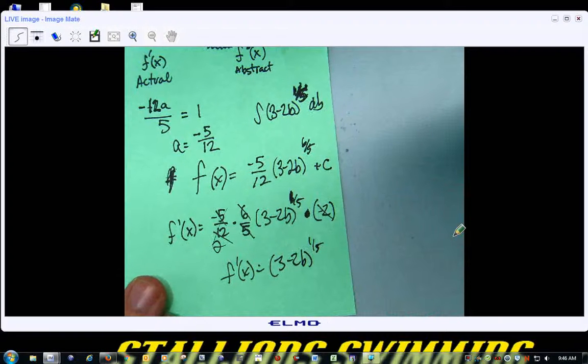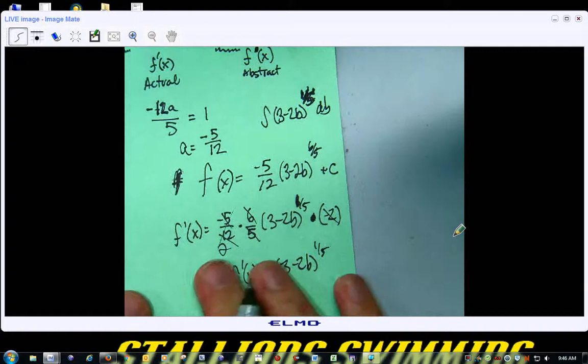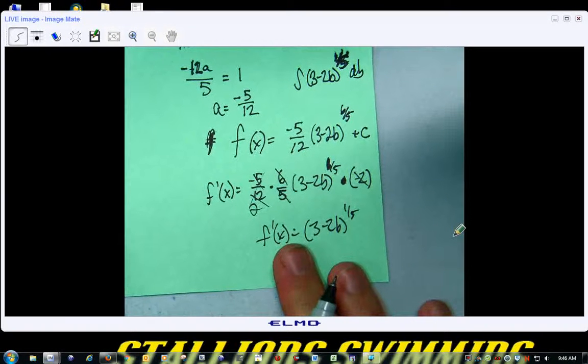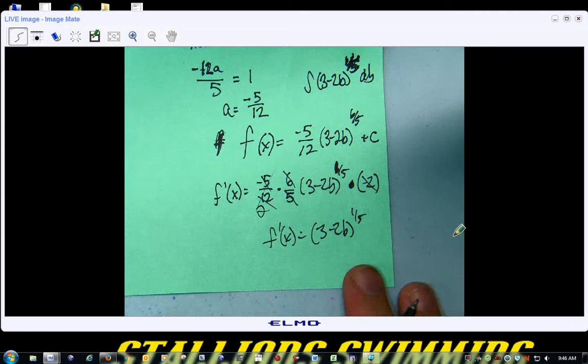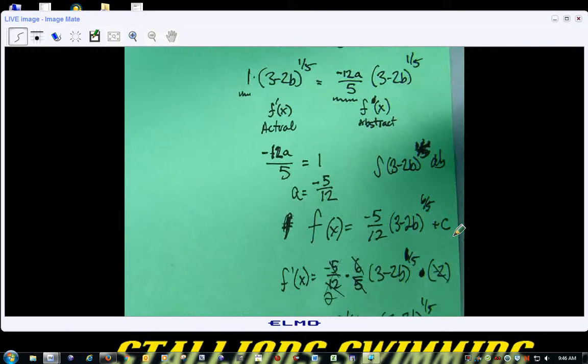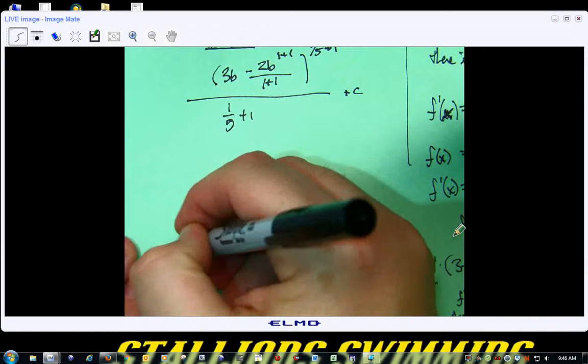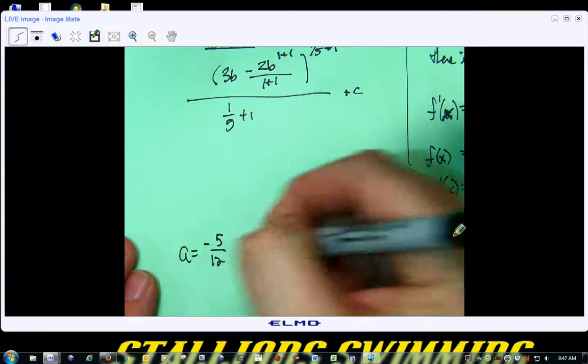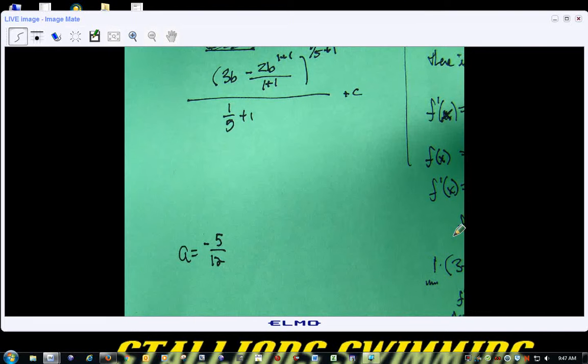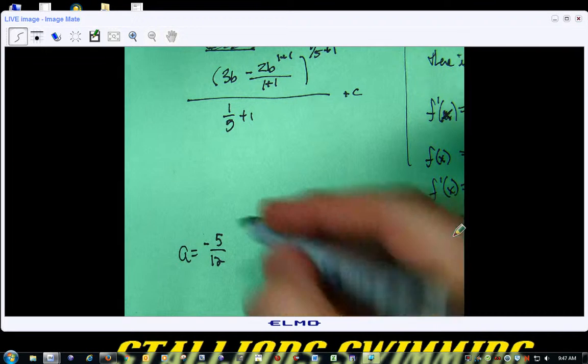Now, let me ask you this. Since I ran out of paper, even though I have a total blank spot right there, that's how calculus problems sometimes work. I'm gonna jump right over to here, and I got my a that was -5/12. Can you break this down into the two parts, the chain rule part, and what we had to do from the integral? 5/6 and -1/2. 5/6 times -1/2.